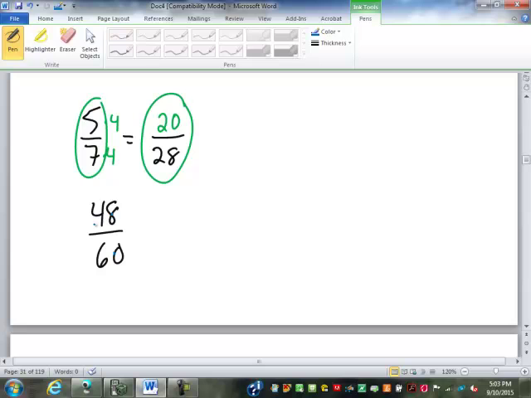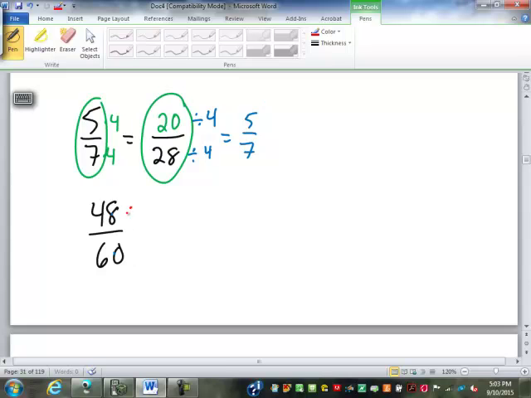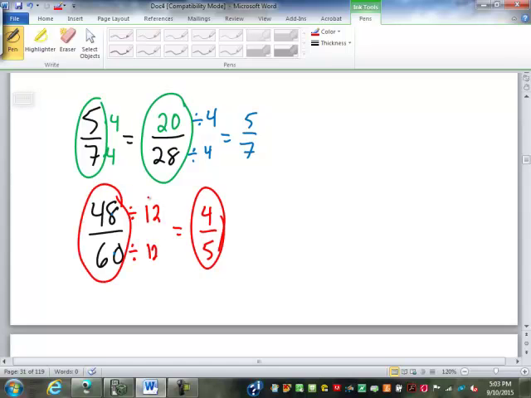But we can reduce this. We can simplify it. We can reverse this process up here. If I had the 20/28, I multiplied by 4 on top and bottom with the 5/7 to get that. I could divide by 4 on top and bottom to get back to 5/7. So I have to look at this here, 48/60, and I have to figure out what both of those can be divided by. They can be divided by 12, which would give me 4. 48 divided by 12 is 4. 60 divided by 12 is 5. 4/5 has exactly the same value as 48/60. They just look different.